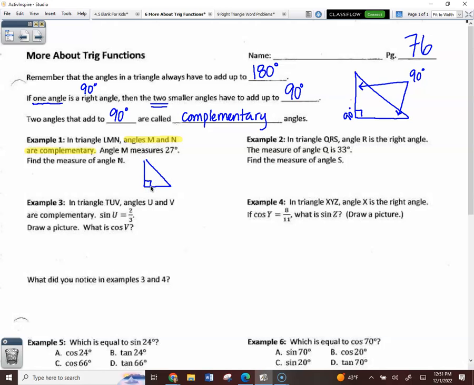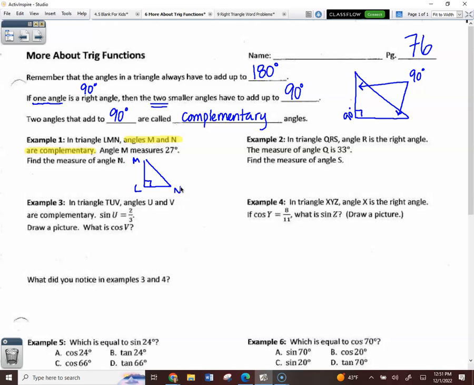We're going to draw a picture. L has to be the right angle. Doesn't matter where you put M and N. Now we're going to read what it says. Really didn't even need the picture here, but I'm just drawing it to help you. It says angle M measures 27 degrees. Find the measure of angle N.